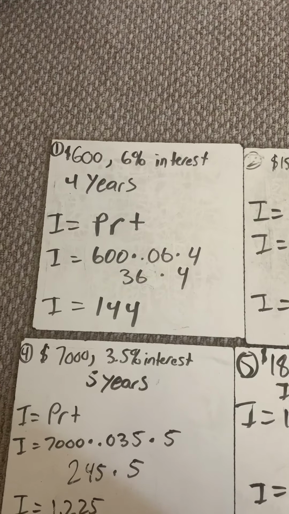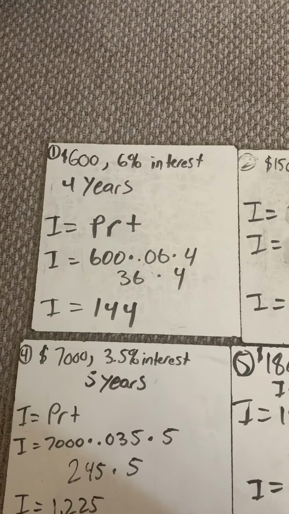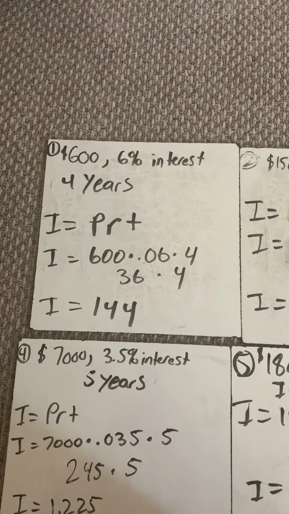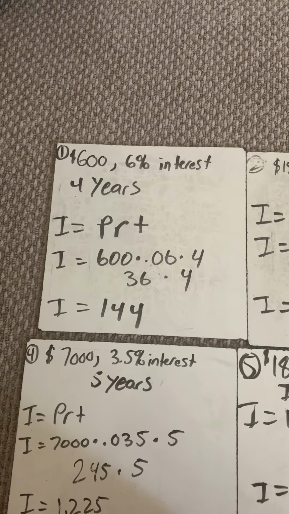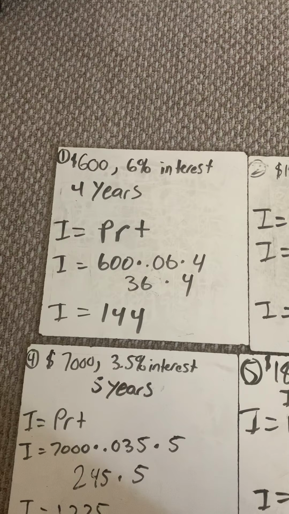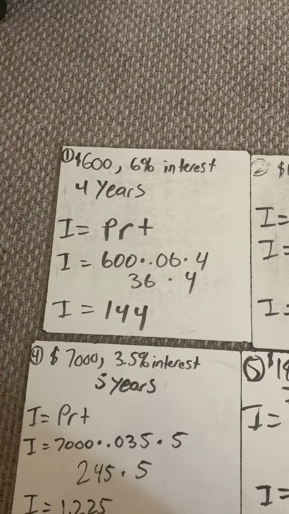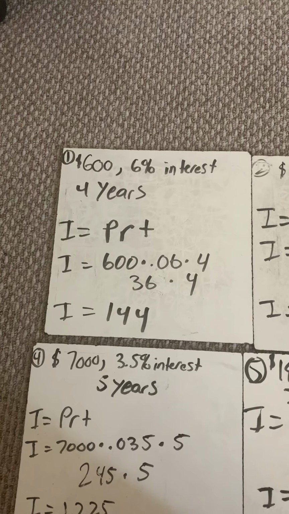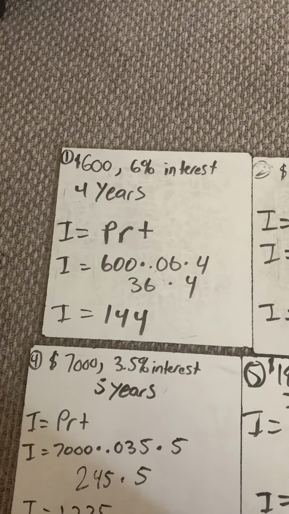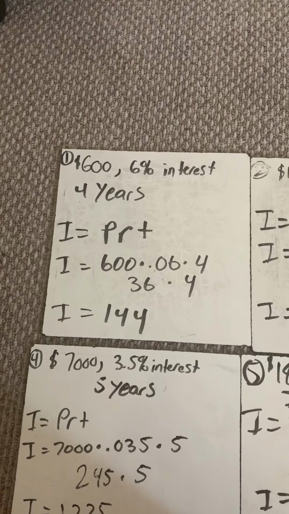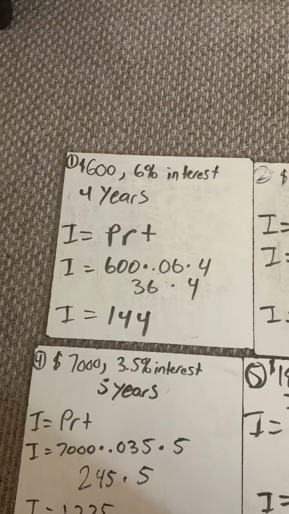Problem number 1 said you were putting $600 into a bank at 6% interest for 4 years. So I'm using the formula I equals PRT. Since $600 was our principal, our rate is 6%, but if you notice I have it written as 0.06. The reason I had to do that is I had to write a percent as a decimal. And then the years was 4. So 600 times 0.06 gave me 36, times 4, making my interest 144.